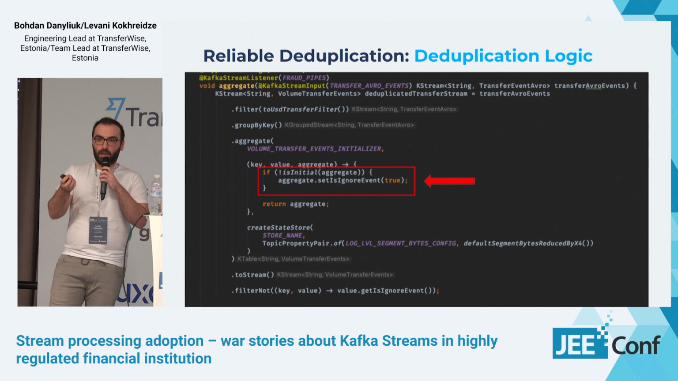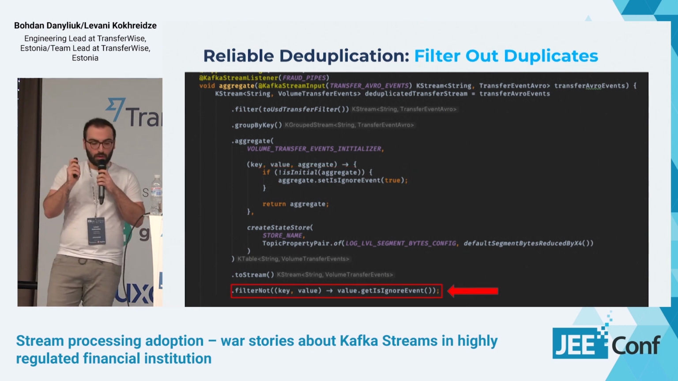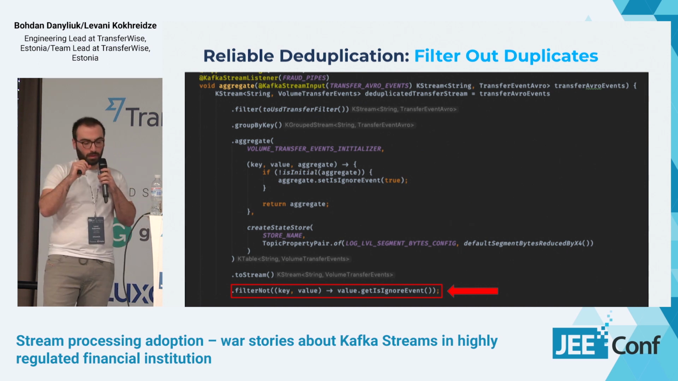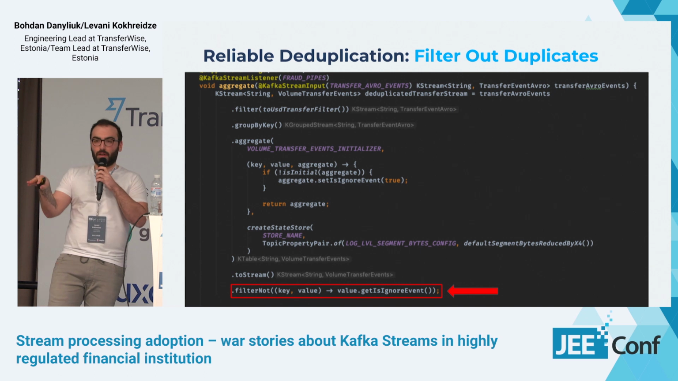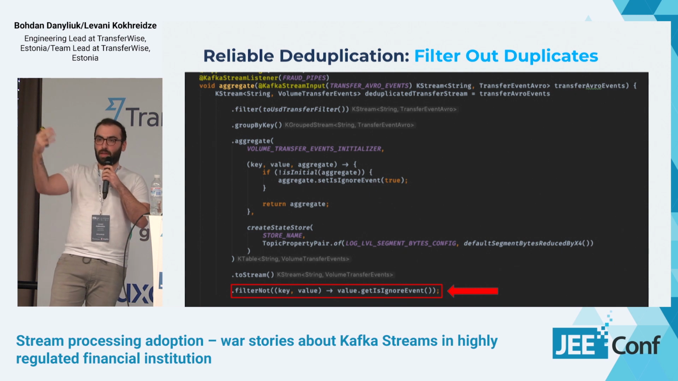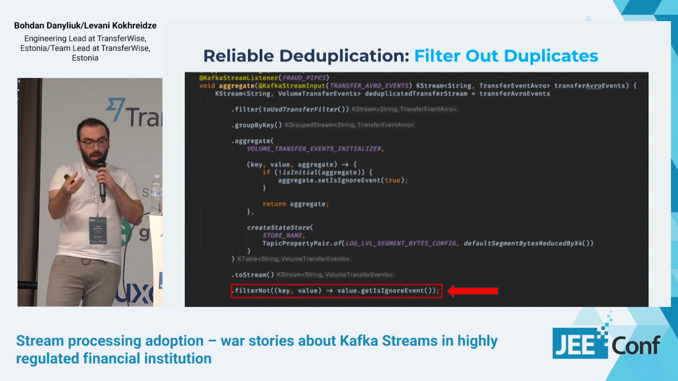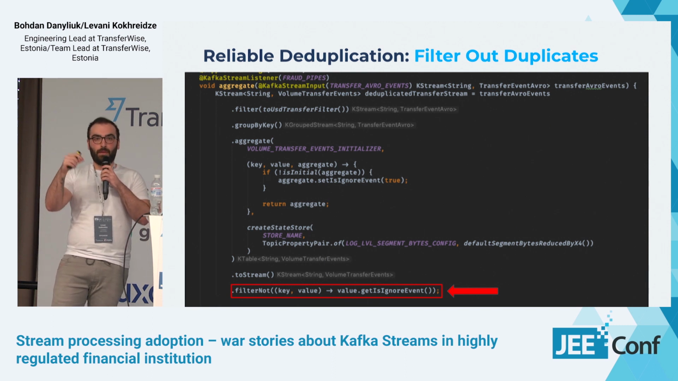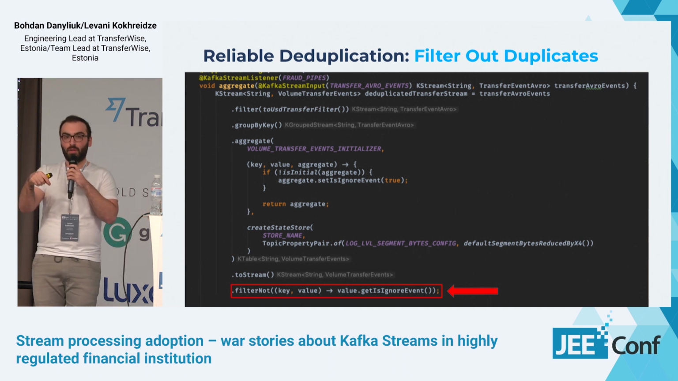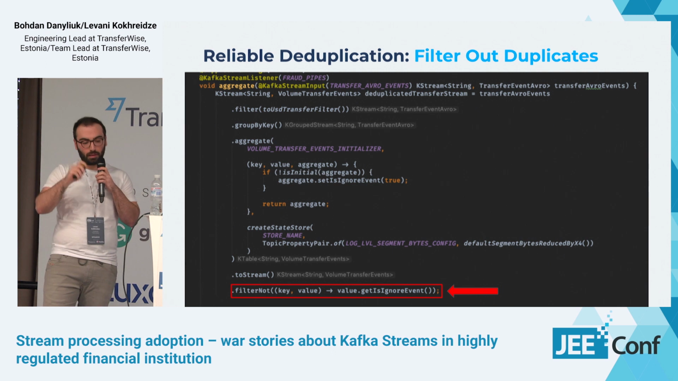So the idea of this deduplication is, if we have seen this kind of event before, if we have seen this transfer before, that means it's a duplicate, and we will mark it as a duplicate and mark it to be ignored. Then we say just filter out all the events that are marked as ignored. To sum it up, we are getting the events, filtering only the necessary ones, and then checking in the state store if we have already processed this event or not. If so, we mark it as a duplicate, and then we proceed.